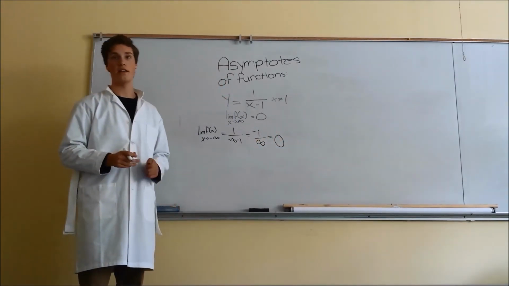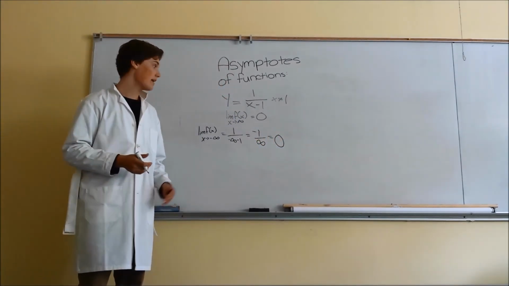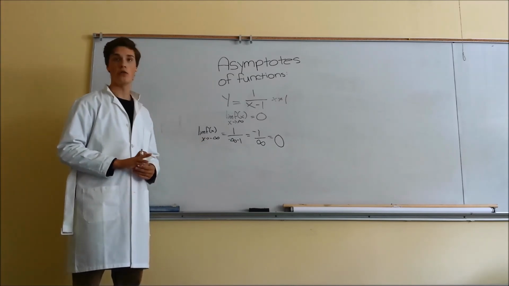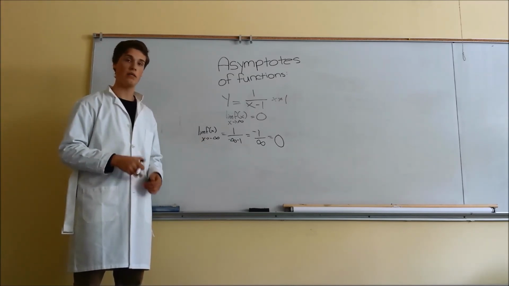Therefore, this equation has a vertical asymptote at x equals 1 and a horizontal asymptote at y equals 0.